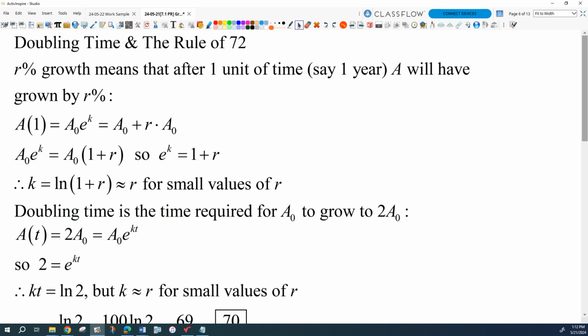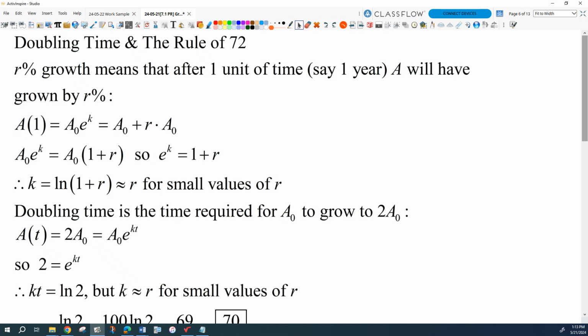Where R is the growth rate written as a decimal. So if the growth rate were 7%, then after 1 year, we would have the original amount plus 0.07 times the original amount, which is the same thing as 1.07 times the original amount. It's grown by 7%. So if we factor out an A naught, we could just write it as A naught times the quantity 1 plus R, where R is the annual growth rate. So what does this tell us? If I divide each side by A naught, e to the k is equal to 1 plus R.